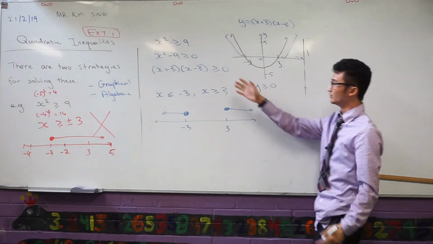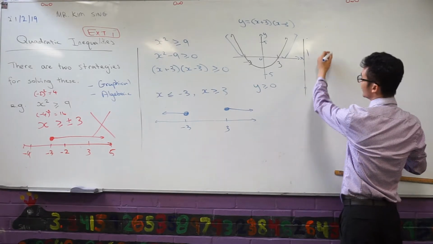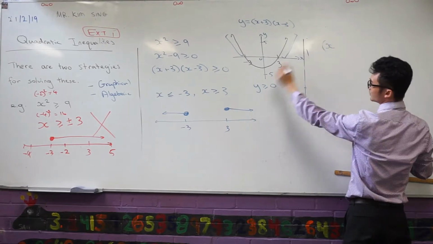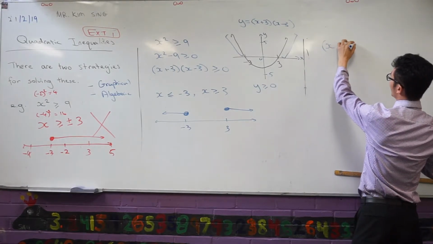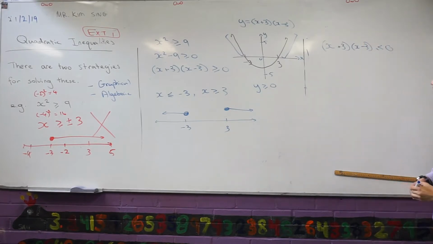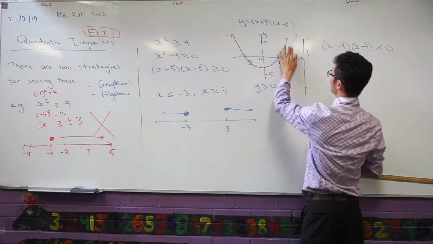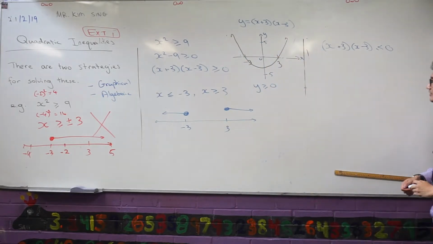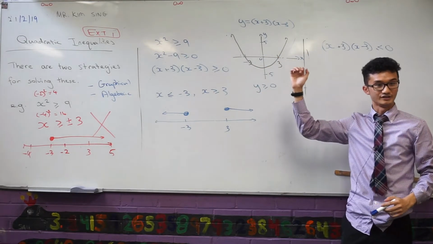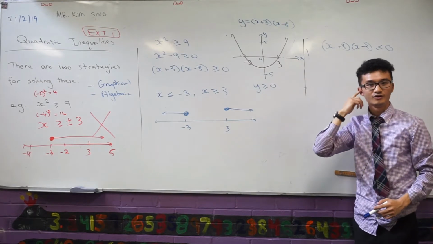If I was to now just change this inequality slightly, how would that change my answer? What if I had it the other way? What if I had x squared, sorry, I'll write it in the factorized form. What about x plus 3, x minus 3, what if I want that now less than or equal to 0? Which values do I want now? I don't want these ones. I want it when it's below 0, below the x-axis, right? So, from what values is it below?